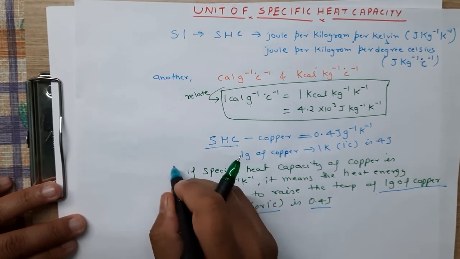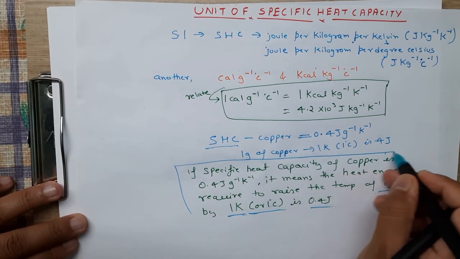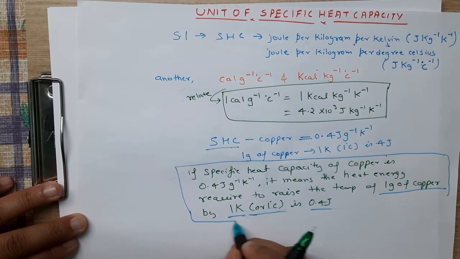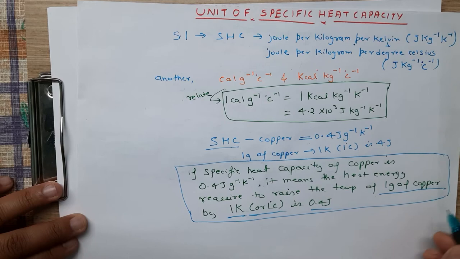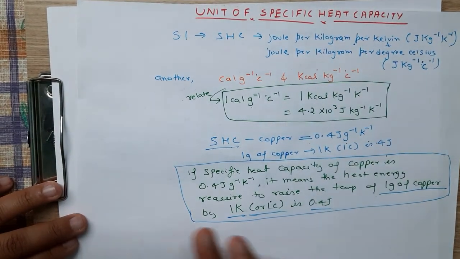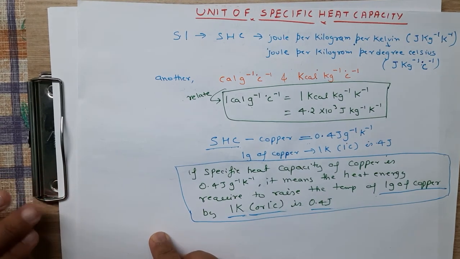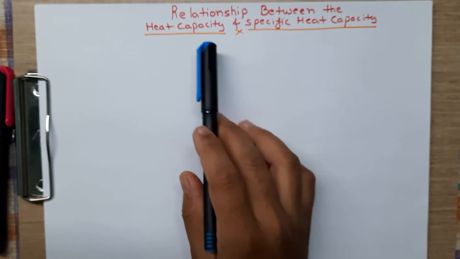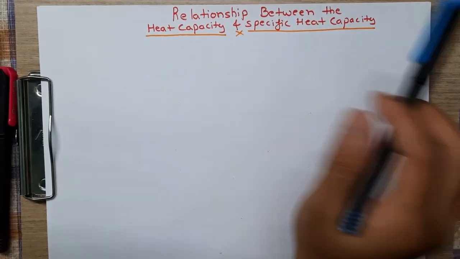So this is a note just for your understanding, because this is going to be used when you are going to solve the numericals, right? So this will help you to understand the numericals as well, right? So this is all about the unit of specific heat capacity. Now the next topic is the relationship between the heat capacity and specific heat capacity.